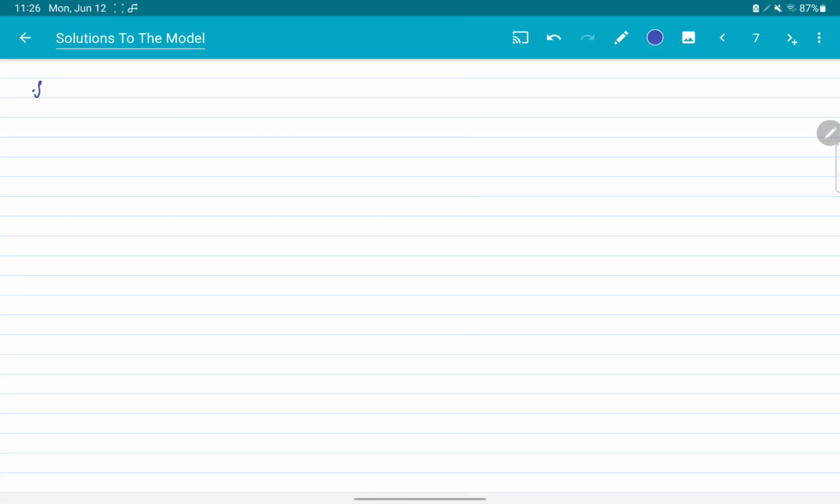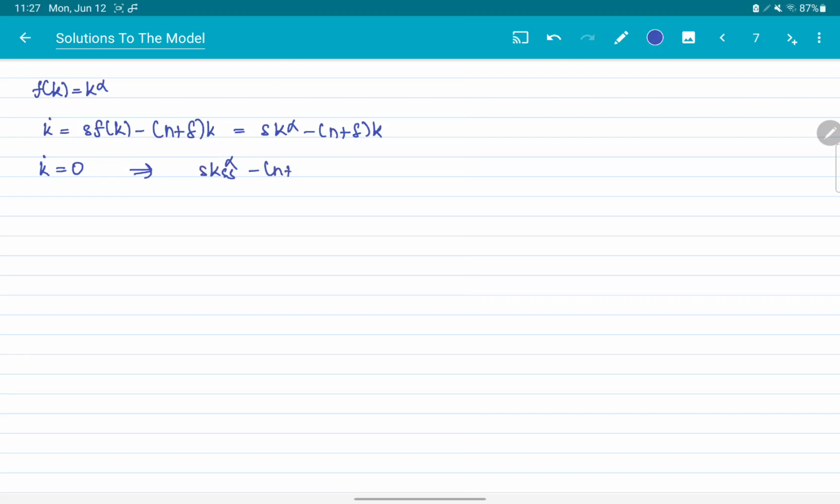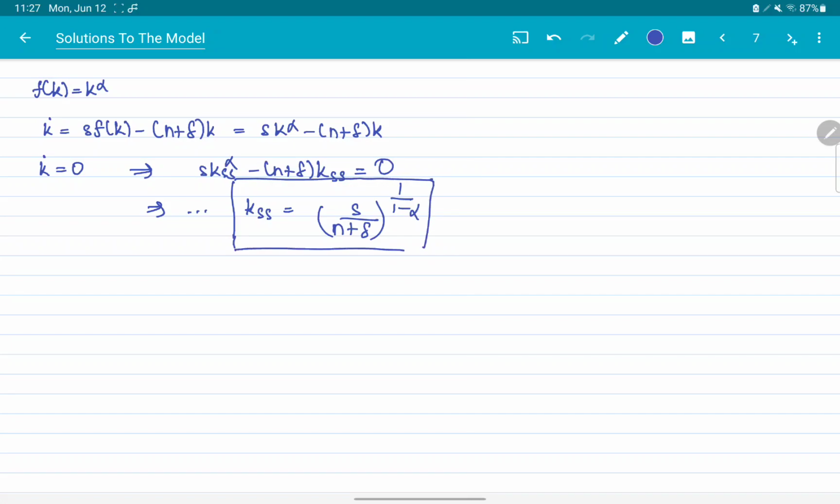So you have f(k) equals k^alpha. You know small k dot is equal to sf(k) minus (n plus delta)k. So this is sk^alpha minus (n plus delta)k, right? If you set k dot equal to 0, then you get s k_ss^alpha minus (n plus delta) k_ss equals 0. And after some basic algebra, what you're going to get is this. This is the steady state for the Cobb-Douglas production function.